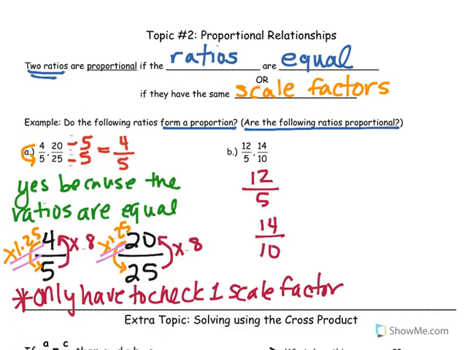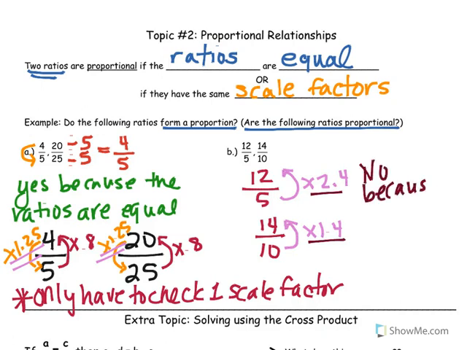If I do 12 divided by 5 on the calculator, I get 2.4. That means this scale factor, 5 times 2.4, will get me to 12. Now let's do 14 divided by 10 on the calculator. 14 divided by 10 is 1.4, so that means that 10 times 1.4 gets me to 14. These scale factors are not the same, so these ratios are not proportional. So another explanation I could say would be no, because the scale factors are different.